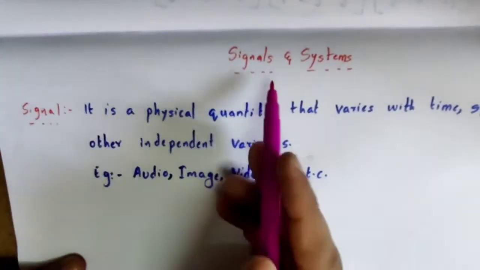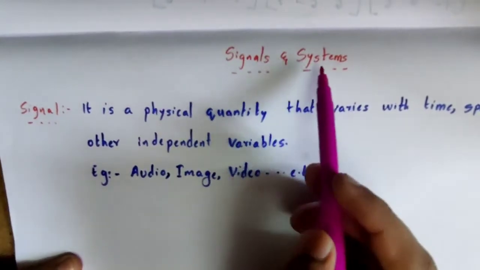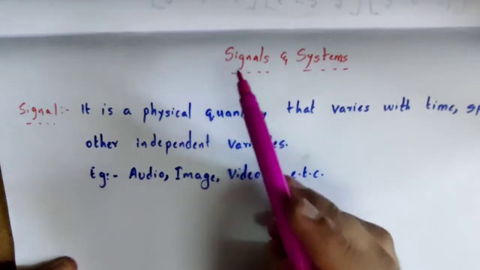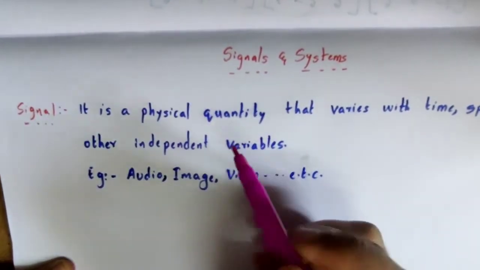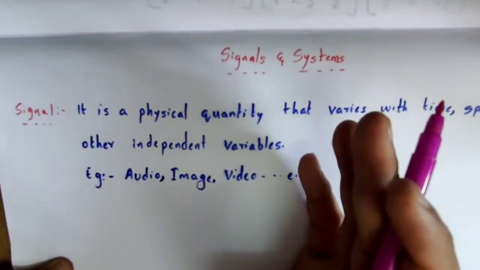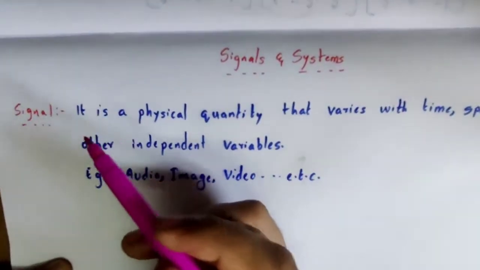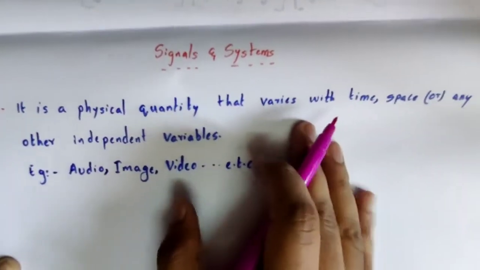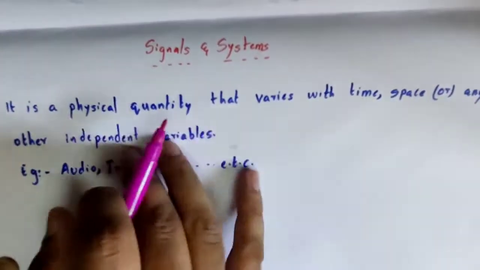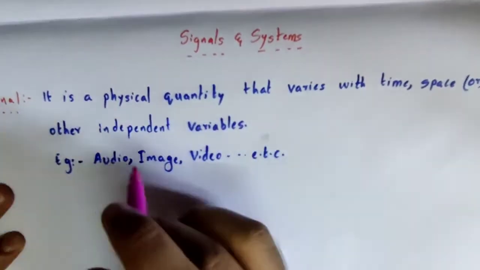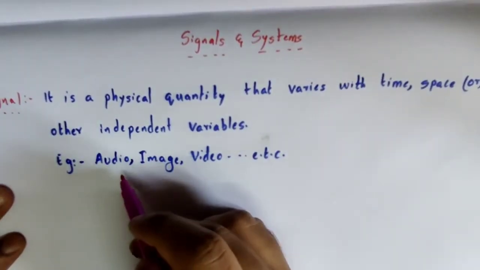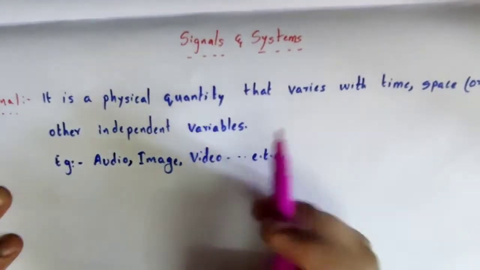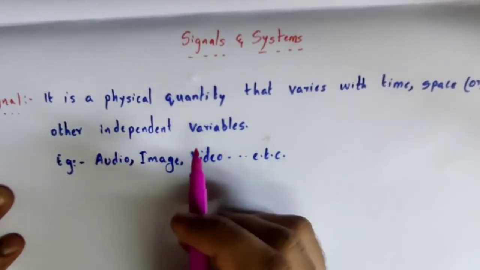First of all, I have written the name as signals and systems. Before entering into this subject, we should know what is meant by signal. So what is the definition of signal? We are saying signals and systems, so what does a signal basically mean? A signal is a physical quantity that varies with time, space or any other independent variables. And here we also have examples. Audio is a kind of signal, image is a kind of signal, video and so on. These are examples of signals.